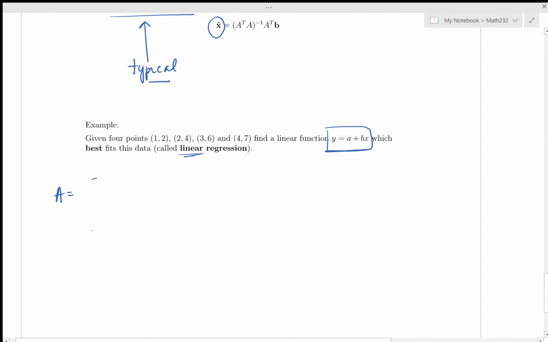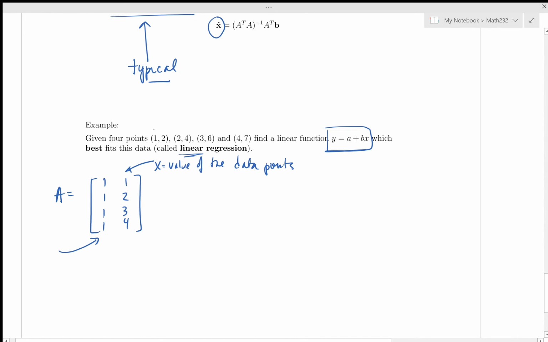Okay, so from before, we know what the system looks like. It looks like this: 1, 2, 3, 4, 1, 2, 3, 4. You notice we have all ones in this column, and then in this column, the x values of the data points.